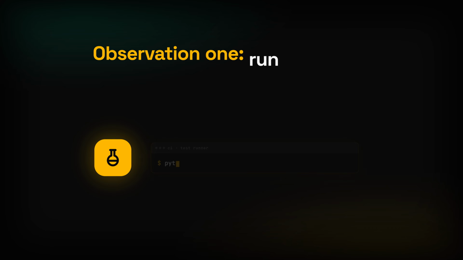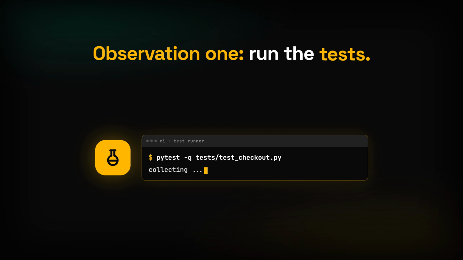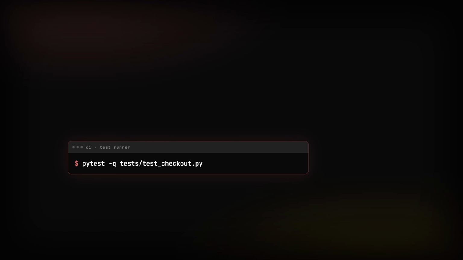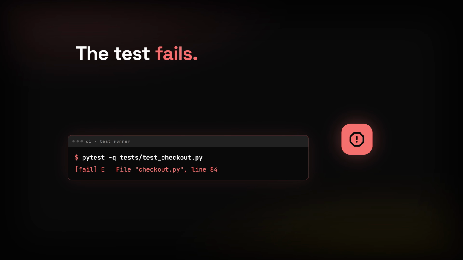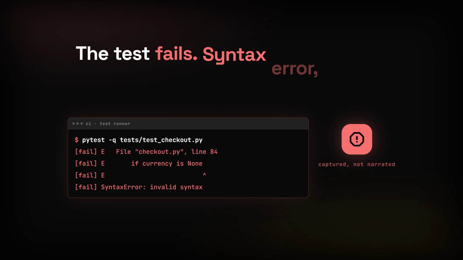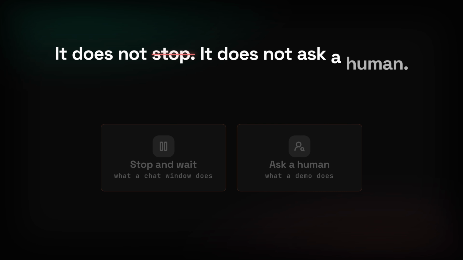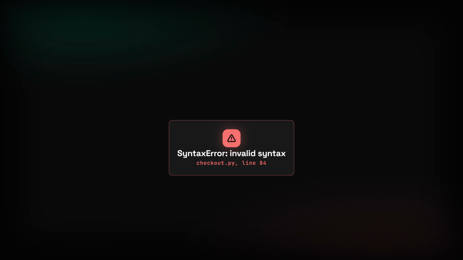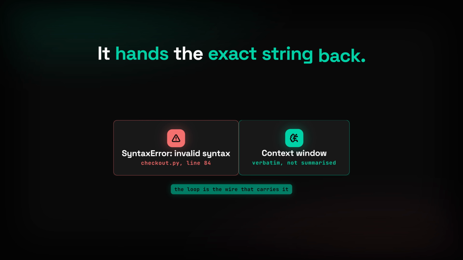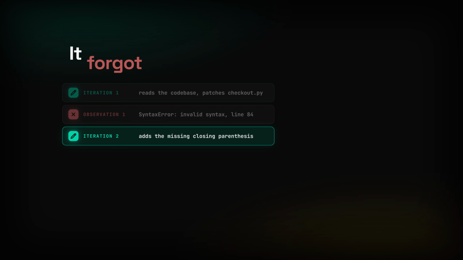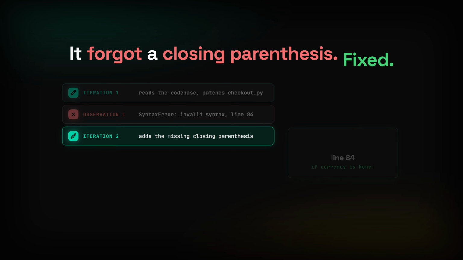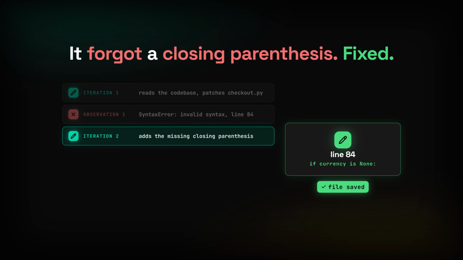Observation 1. The loop automatically triggers the unit test runner. As you can see in the terminal panel on screen, the test fails with a red syntax error. Syntax error: invalid syntax on line 84. Iteration 2. Instead of stopping or asking a human, the loop captures that exact string, and passes it right back to the AI. The AI realizes it forgot a closing parenthesis, fixes line 84, and saves the file.